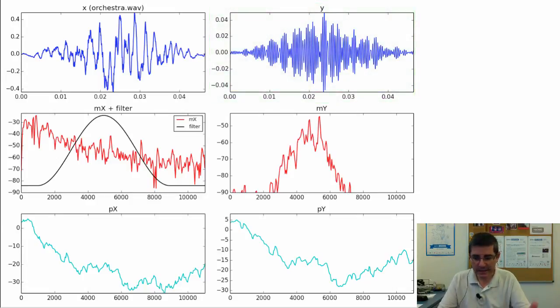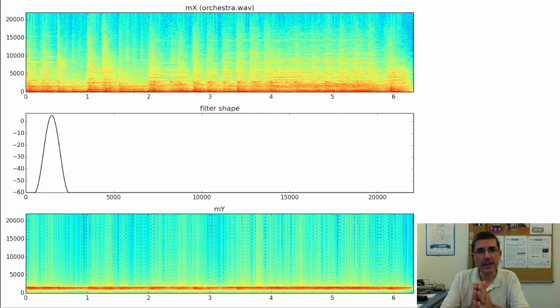Let's actually see this for a complete sound. So on top we see the spectrogram of the complete orchestral sound. We have heard it before, but let's listen to it again.